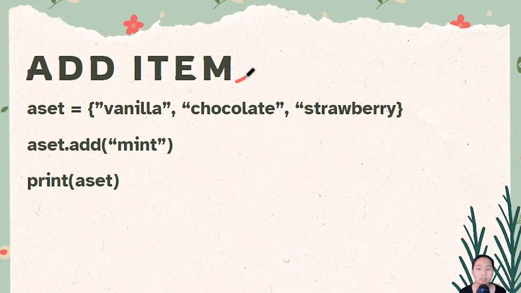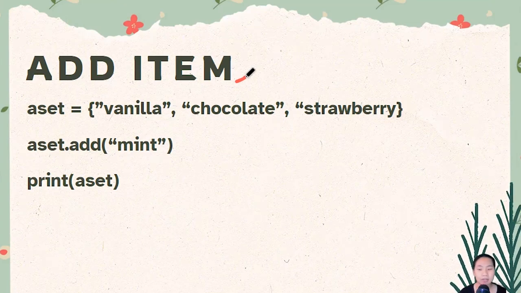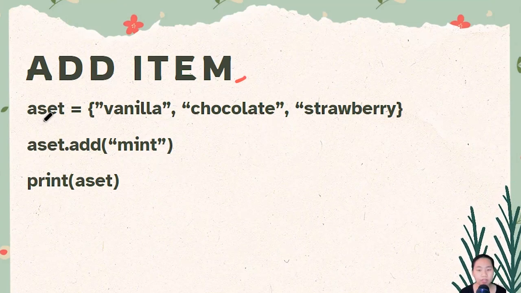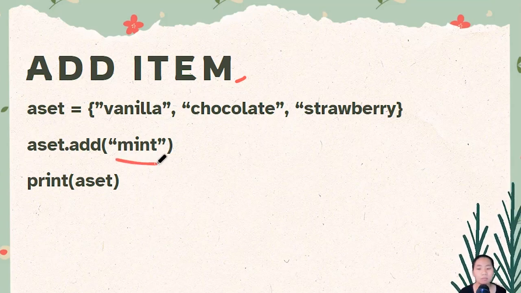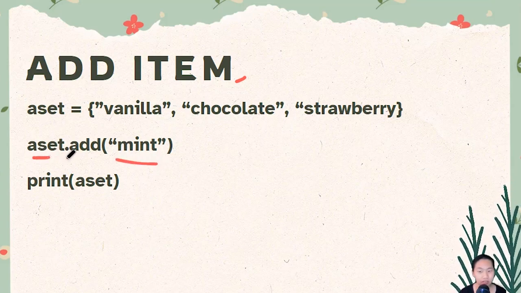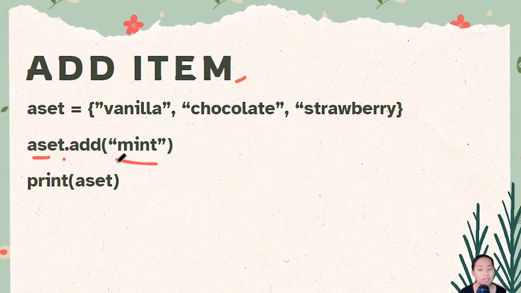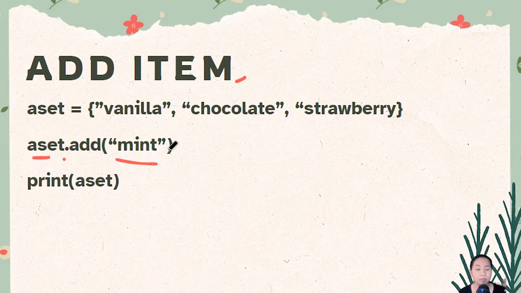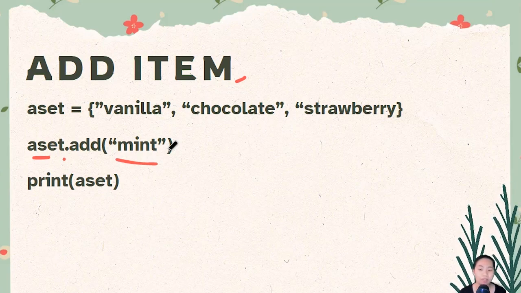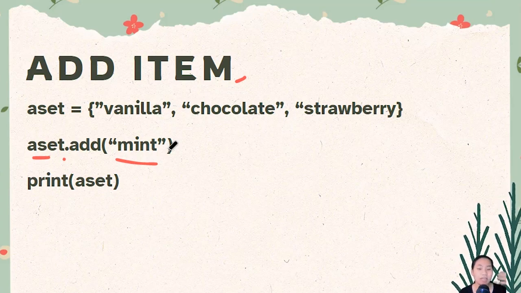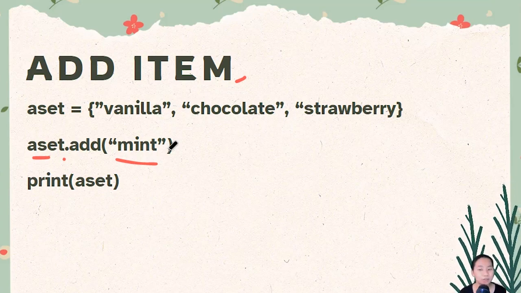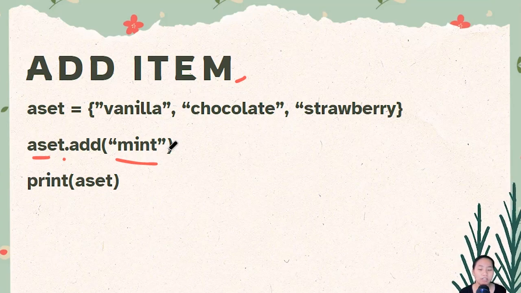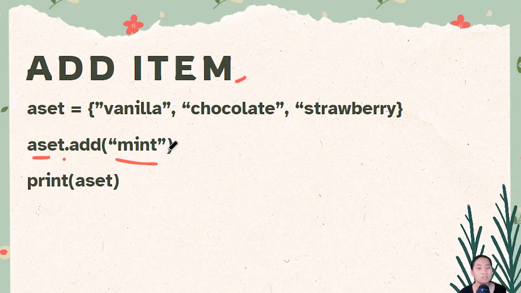Now first, let's look at adding an item using the add method. I have a set over here, vanilla, chocolate, and strawberry. Now, I want to add the value mint into this set. What I'm going to do is write the name, dot, add, and then put in mint as the argument for the add method. Now, if I print this out, what I'm going to have is vanilla, chocolate, strawberry, and mint. Perhaps not in that order because sets are unordered, but in total, that's what you're going to get.